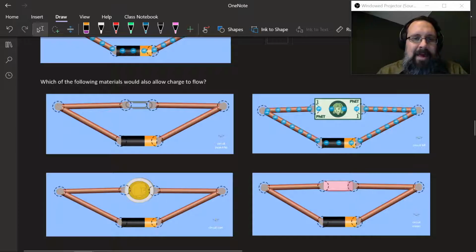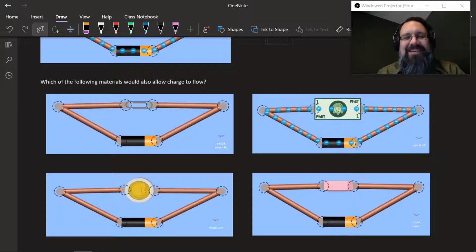The coin is a metal coin. So it's made of aluminum or nickel or copper or zinc, whatever you want. It's some metallic coin. A metallic, whatever metal you want. Yeah, any metallic.